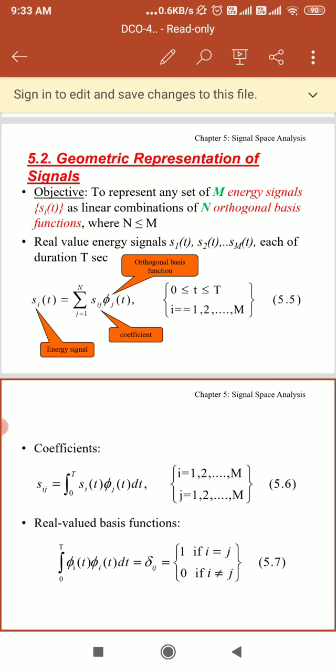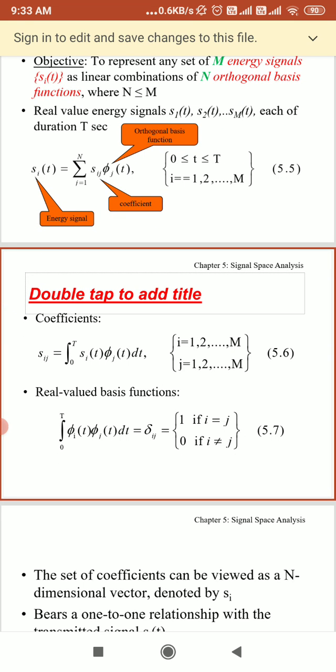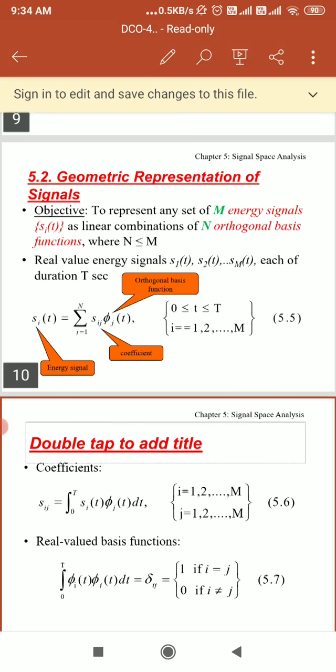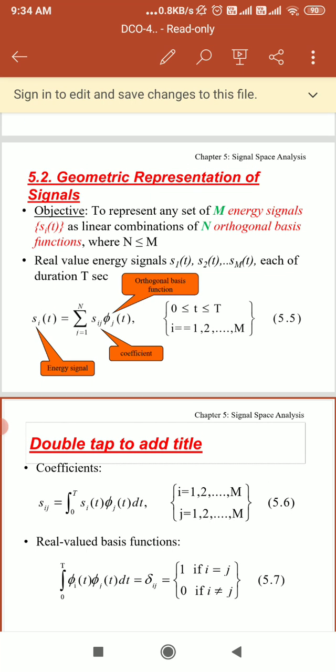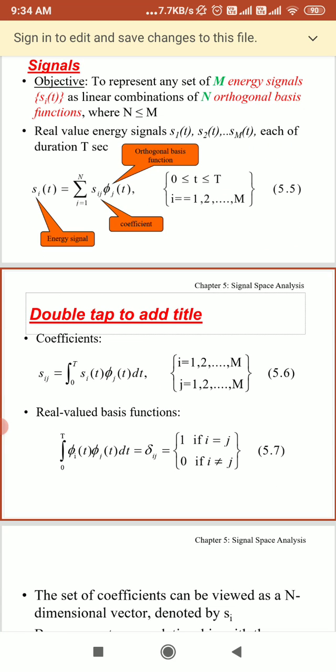Here by mistake they have written m, but for j you require 1, 2 up to n, because here we are taking ij. So i value is from 1 up to m and j value is from 1 to up to n, because we are saying m value is greater than or less than n. So here you will get the real valued functions. We can say the phi j of t are the orthogonal basis functions, and Sij are the scalar coefficients.